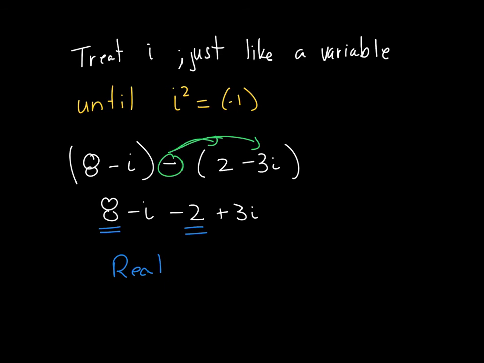So again, just treat i just like a variable unless you see i squared is equal to negative 1. So if you have two pieces that you have to subtract, remember that subtraction sign gets distributed to both of those. And then when you're writing the complex number, the real part should always be first. So this is just going to be 8 minus 2, which is 6. And then I'm combining my imaginary part, which is negative 1 plus 3i, which just gives me my plus 2i. And that's it. That's all you'd be doing with this.